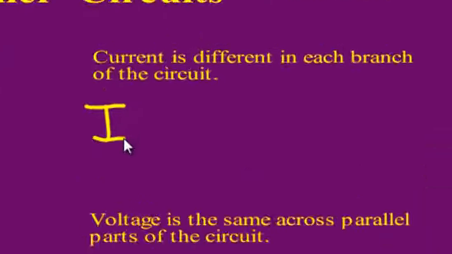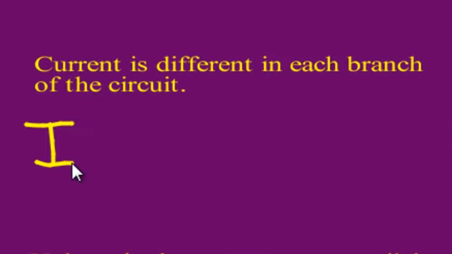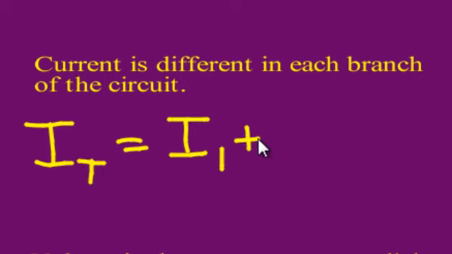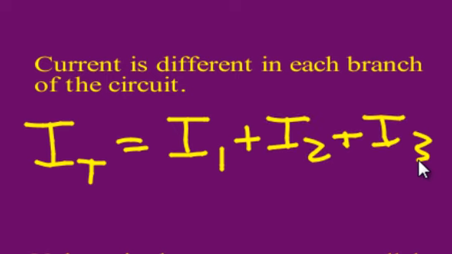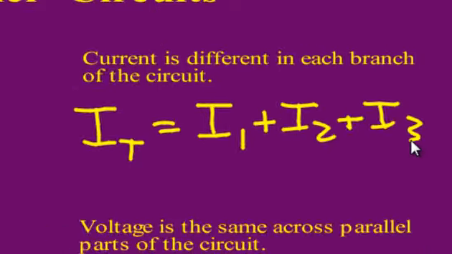So the way we can represent the behavior of current in a parallel circuit is like this. We can say that the total current, which again is the current coming out of the battery and back into the battery, we call that I, or you could call it I total, is going to be the sum of each of the individual currents.